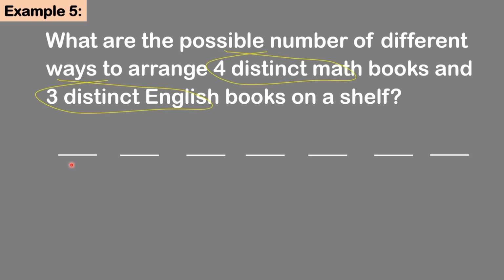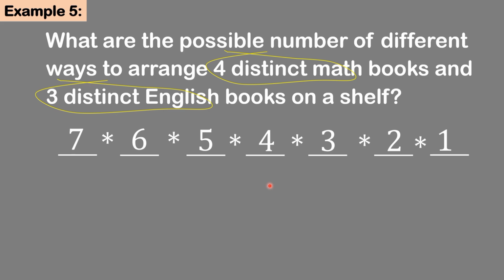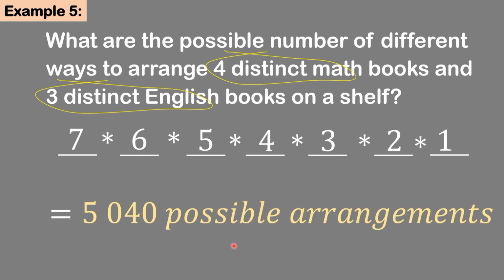For the first position, there are 7 choices. For the next, there are 6. For the third, there are 5, then 4, then 3, and then 2, and 1 for the last position. Multiply. The number of different ways to arrange the 7 books is equal to 5,040.